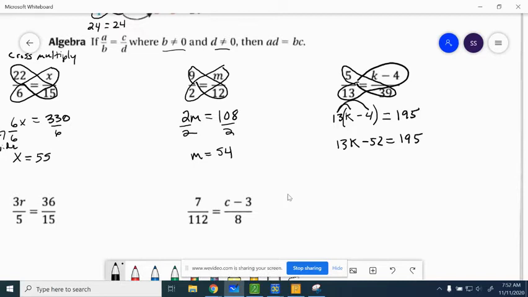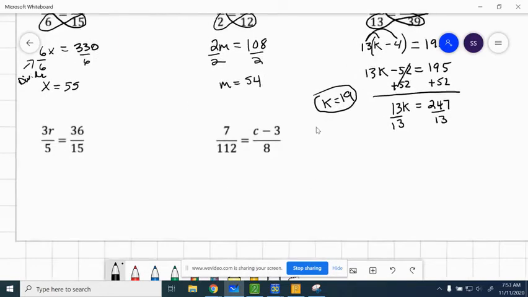I'm going to need to add 52 on both sides. This side cancels out, leaving just 13k on the left side, equal to 195 plus 52, which is 247. And the last step, we divide each side by 13, and we're left with k equal to 19.